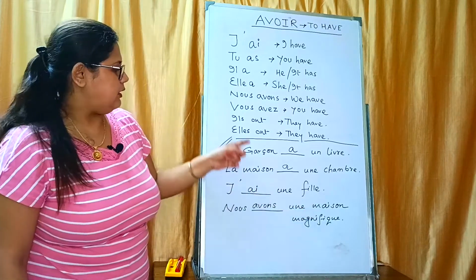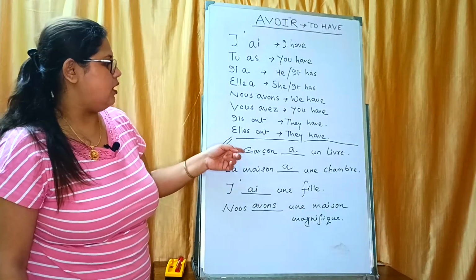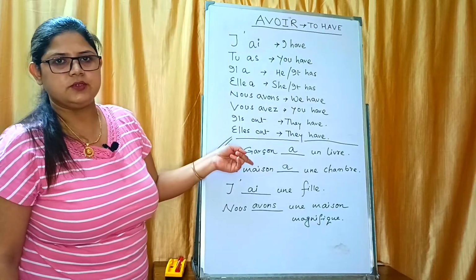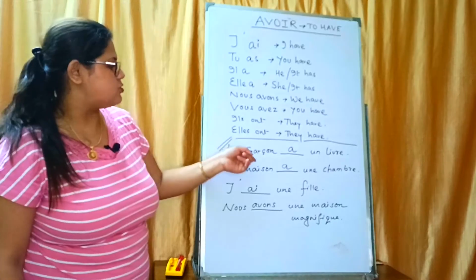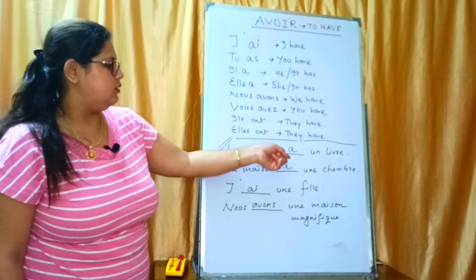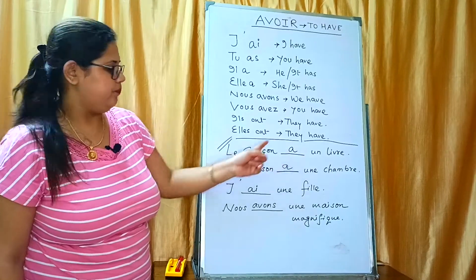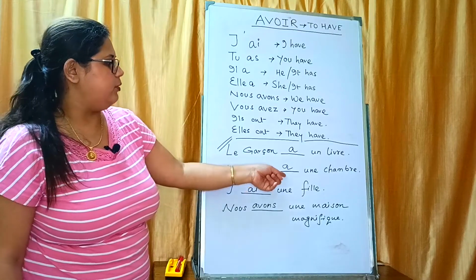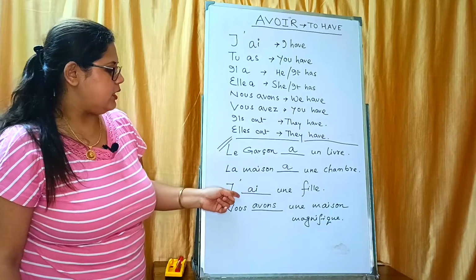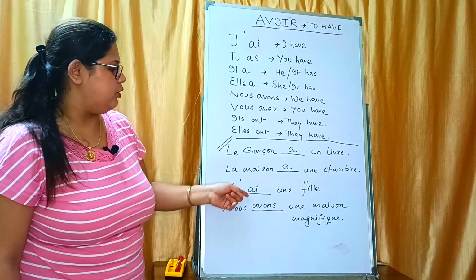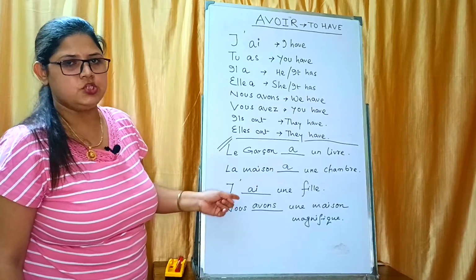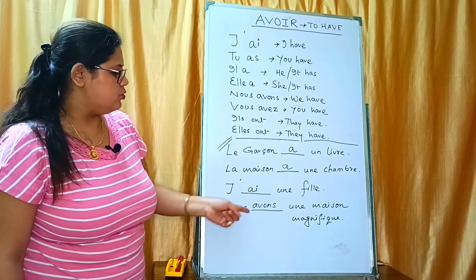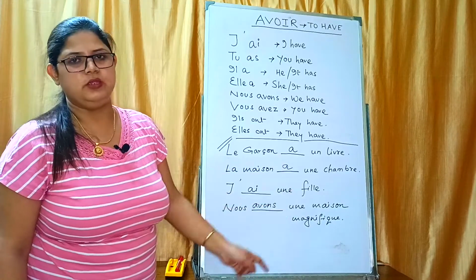So you can understand how we use the avoir verb with the subject. Le garçon, the boy, third person singular, the verb will be a. La maison, third person singular, the verb will be a. J'ai, first person singular, the verb will be ai. J'ai une fille. First person plural, nous avons une maison magnifique.